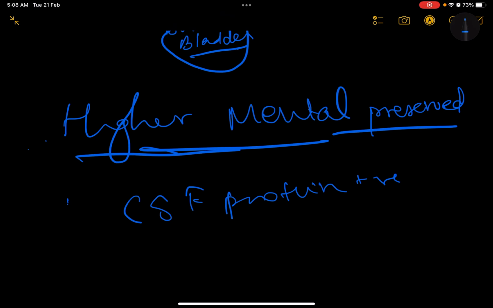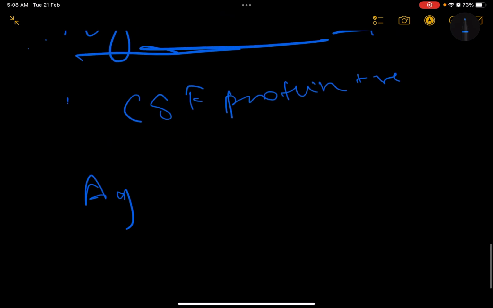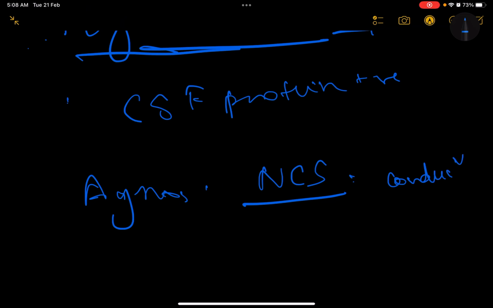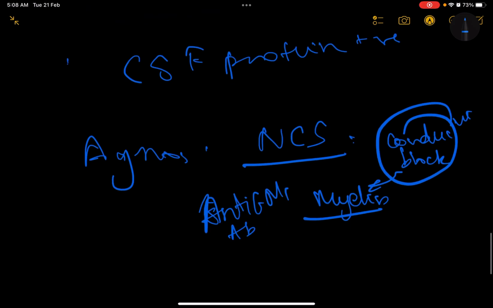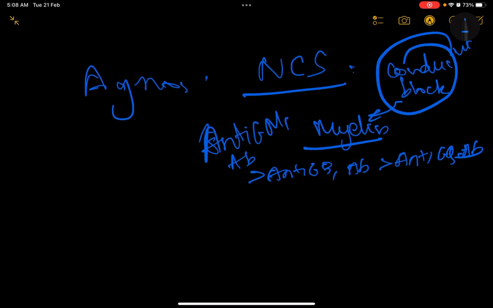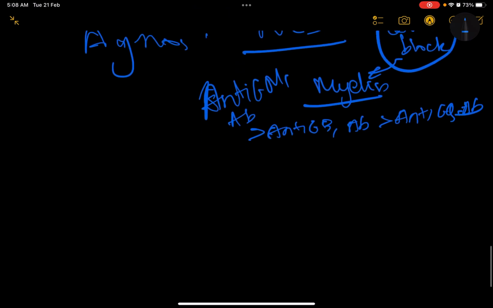You want to do your diagnosis. You do your diagnosis by nerve conduction study, and you can see a conduction block. Why can you see a conduction block? Any guesses? Obviously because of myelin damage. As I said, anti-GD1 or anti-GM1 antibody greater than anti-GB1, greater than anti-GQ1 antibody. All of these are affecting the myelin, so obviously you'll have a conduction block, and that's pretty basic.